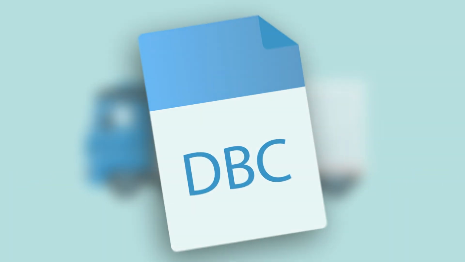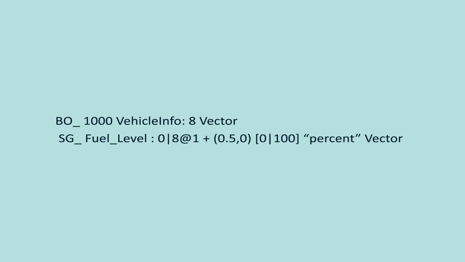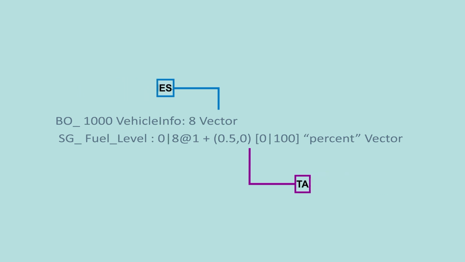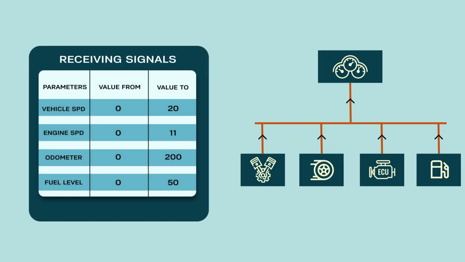An acronym for CAN database, the DBC is a text file that contains information for decoding raw CAN bus data to physical values. In this example, let us assume that the instrument cluster we are designing receives the following information over CAN: vehicle speed in km per hour from a value of 0 to 20, engine speed in RPM from a value of 0 to 11, odometer in meters from a value of 0 to 200, and fuel level in percentage from 0 to 50.